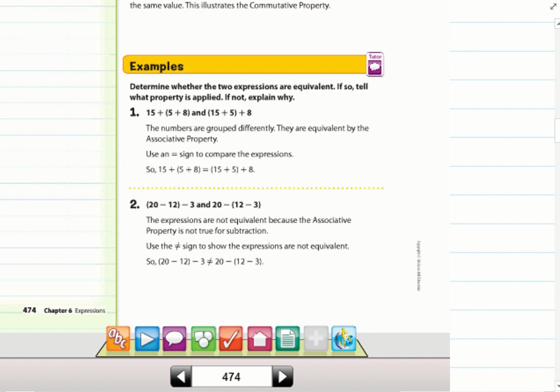If not, explain why. So we have 15 plus 5 plus 8, and we have 15 plus 5 plus 8. They are equivalent because this is all addition, and it's all the same numbers. It's just the groups are different, but it's all the same numbers. So they are equivalent, and if they're grouped, we're going to be using the associative.